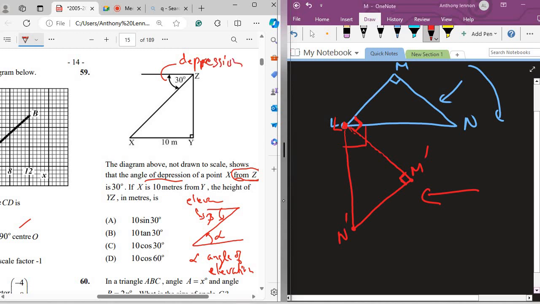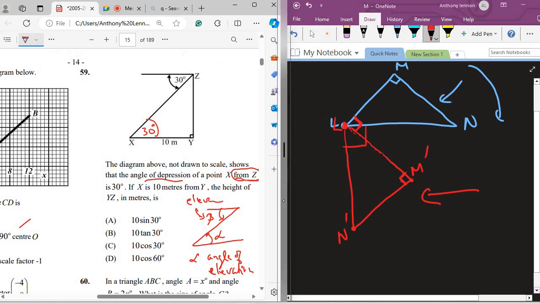All right. The angle of elevation now. Can you guys see the Z? The Z is right there. I don't mean the letter Z, but the Z in terms of the design here. So this is going to be my other angle. And it's also 30 degrees. Why is it 30 degrees though? Because they're alternate angles. The angle of elevation and depression are equal. So if that's 30 for the depression, the angle of elevation is also 30. Okay, so that's that. Easy stuff.